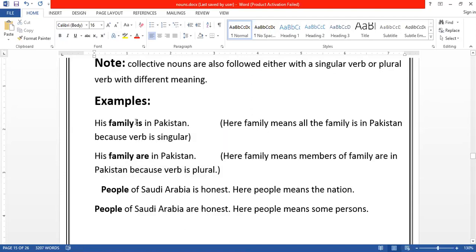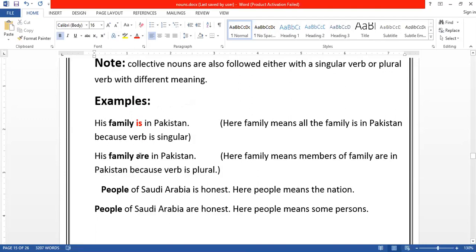But what can be the difference? If you use a singular verb after this, his family is in Pakistan, what does it mean? If you use a singular verb after a collective noun, it shows that his whole family, all members of his family, is in Pakistan. Here, the word family means all his family. If you use a singular verb after a collective noun, it talks about how his whole family is in Pakistan.